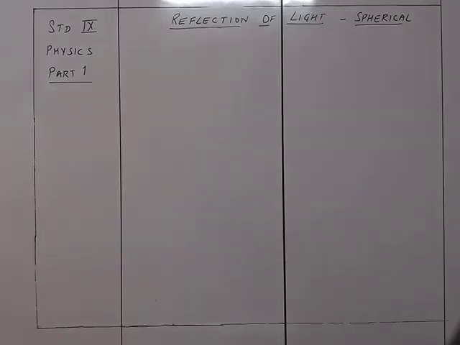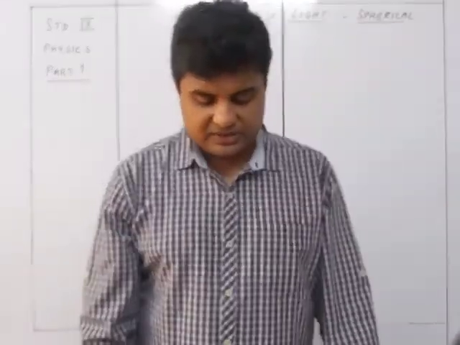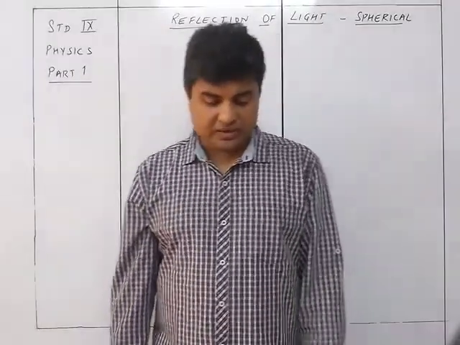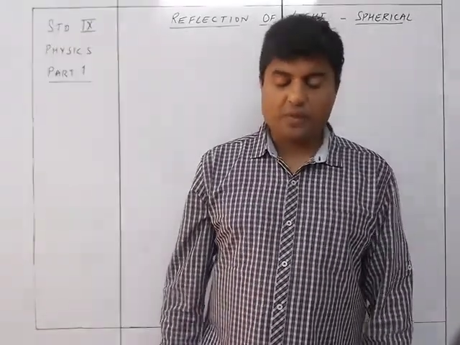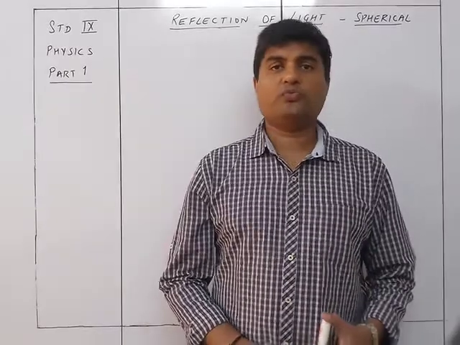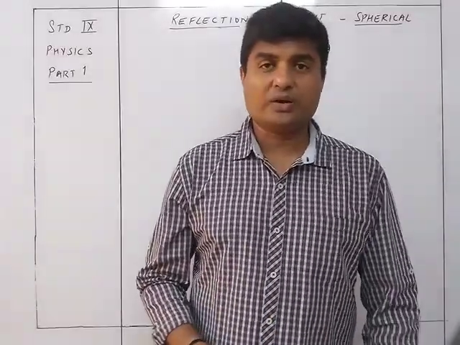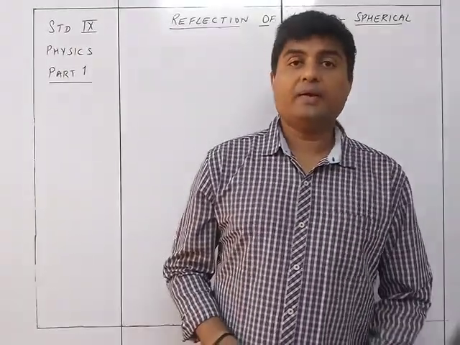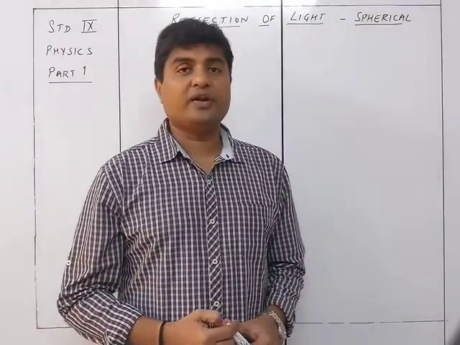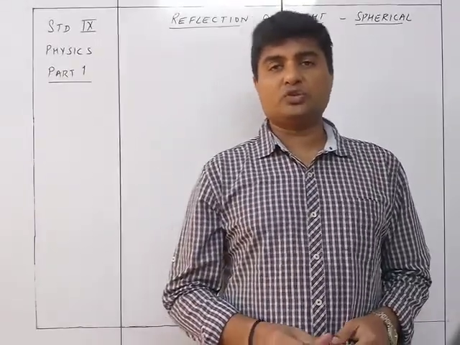So we continue with the chapter reflection of light, and now we are on the third part of the chapter, that is related to spherical mirrors and image formation and their uses. So first of all, we'll discuss what spherical mirrors are and what kinds of spherical mirrors there are, and we'll also have some definite terms in spherical mirrors. We are going to understand those terms.